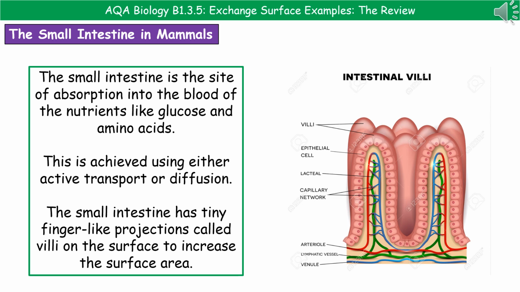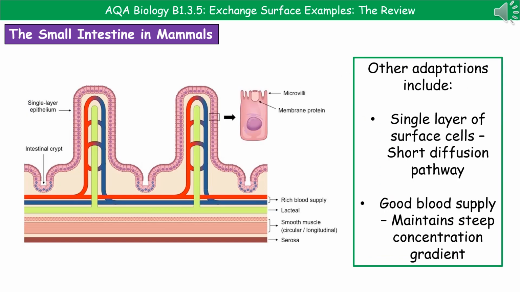So what we actually have isn't a smooth tube at all. What we find is there are all these tiny finger-like projections called villi on the surface of the small intestine projecting in. And the whole idea behind that is it's going to increase the surface area. Having the villi isn't the only adaptation within our small intestine. We've also got two other key adaptations we should remember.